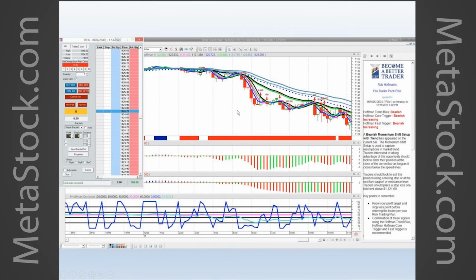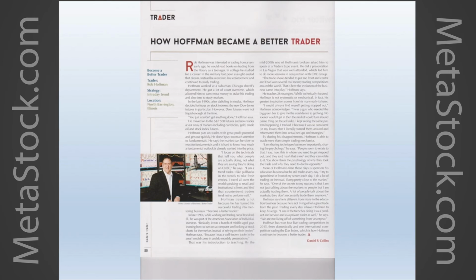Over in London. Now Jeff's got me saying France, and it was over in London there. And so, I used my Momentum Fund Trader tool, my Pro Pack, combined with the Metastock indicators here, really powerful. And in Modern Trader magazine here, you can see a little bit of my story is featured there. How Hoffman became a better trader.